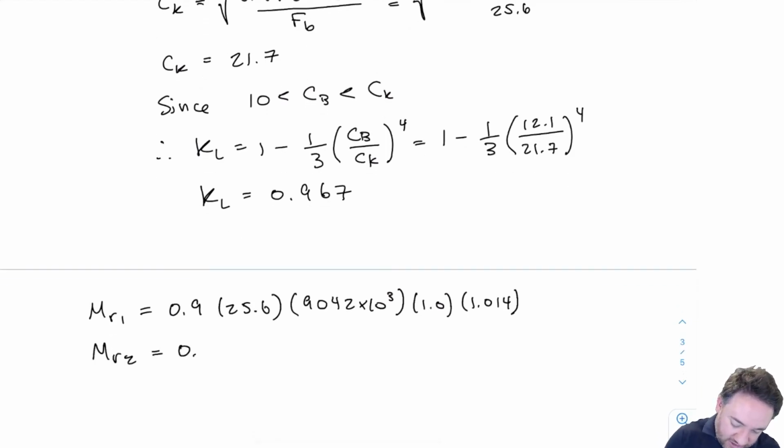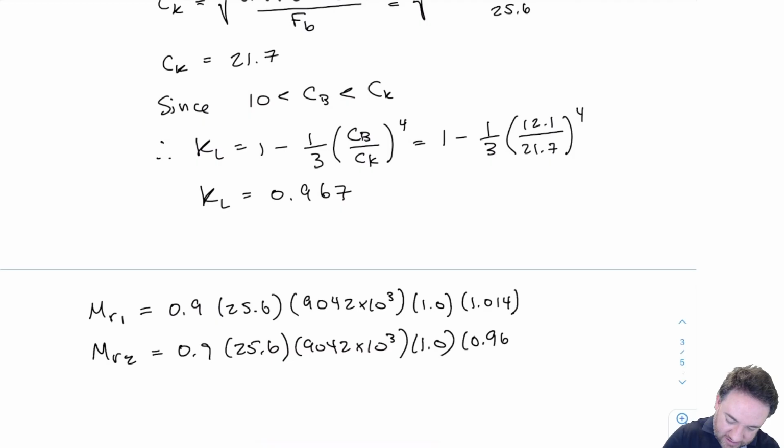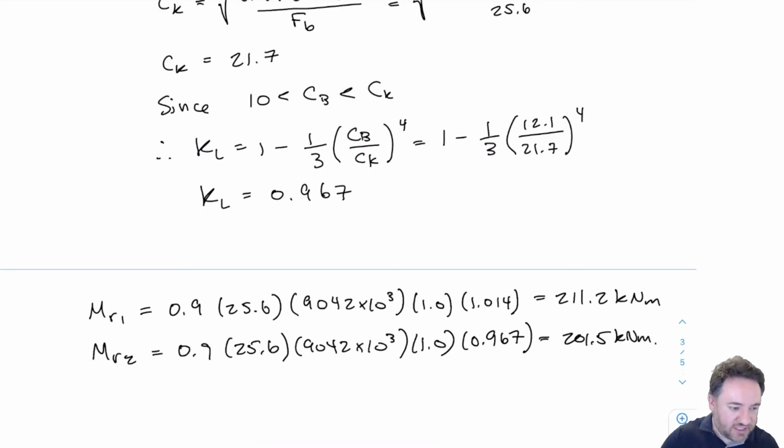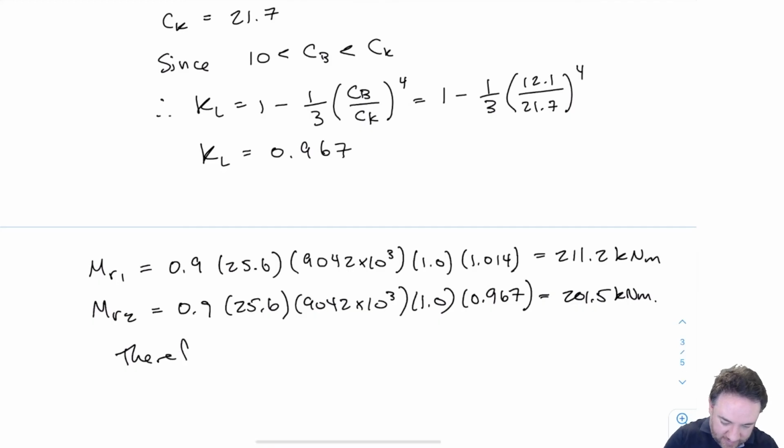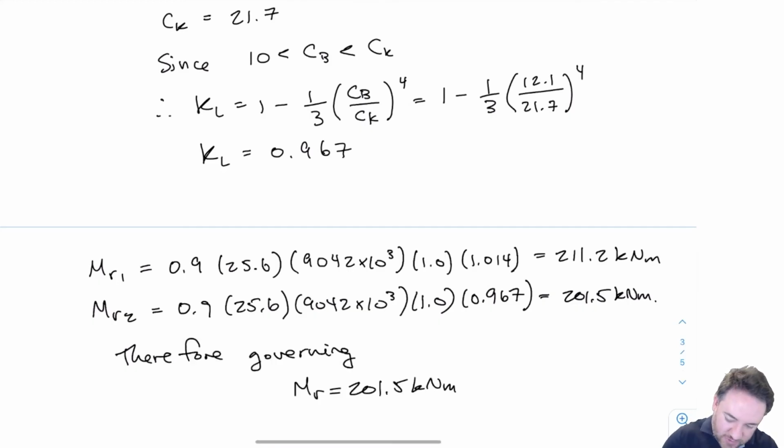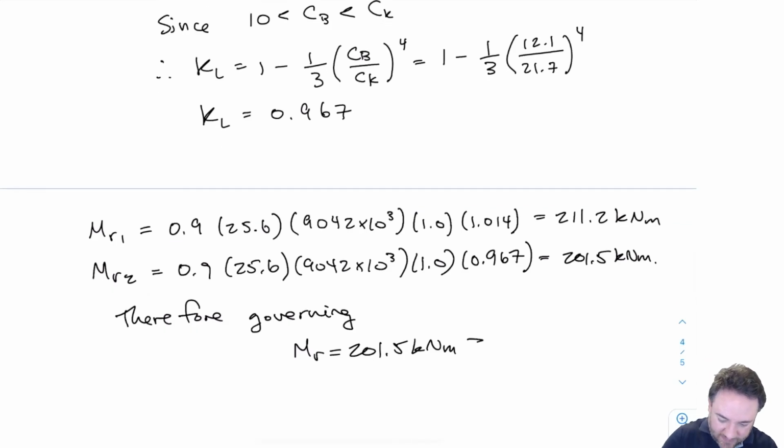So let's do this calculation again. And 25.6 and 9042 times 10 to the 3. And KX is 1, and our KL is 0.967. So obviously the KL of 1 is not going to govern, but here are the two strengths. And this one is 201.5 kilonewton meters. That's probably too many significant figures. Probably 3 is enough here. But therefore, the governing moment strength is the one that includes KL, and that happens to be greater than our MF, which was 191 kilonewton meters. So we're okay.